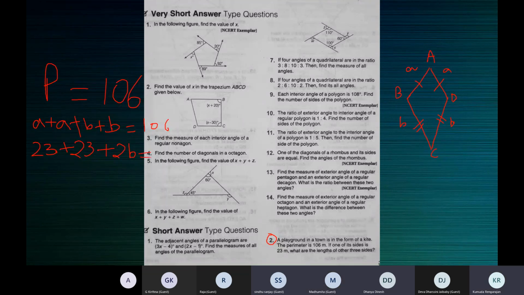Can you solve this? Solve this and find B. 46 plus 2B is 106, ma'am. So 2B will be equal to 106 minus 46. Please solve this and find the value of B. Ma'am, B is equal to 30 degrees, ma'am. Correct. Not 30 degrees, children. 30 meters, ma'am. 30 meters.